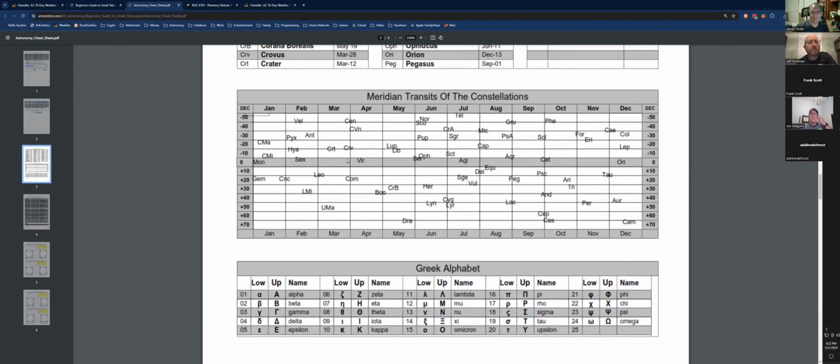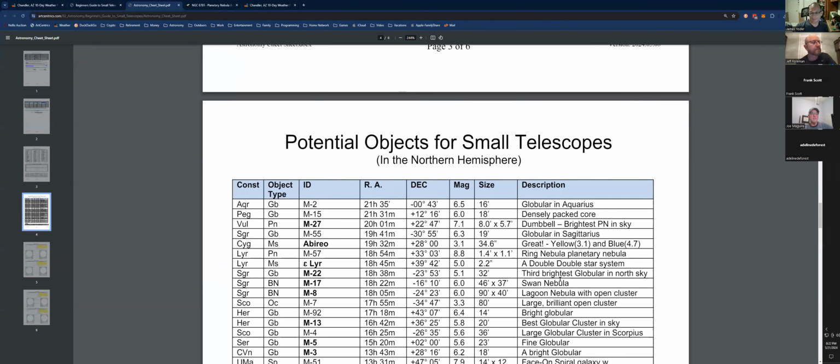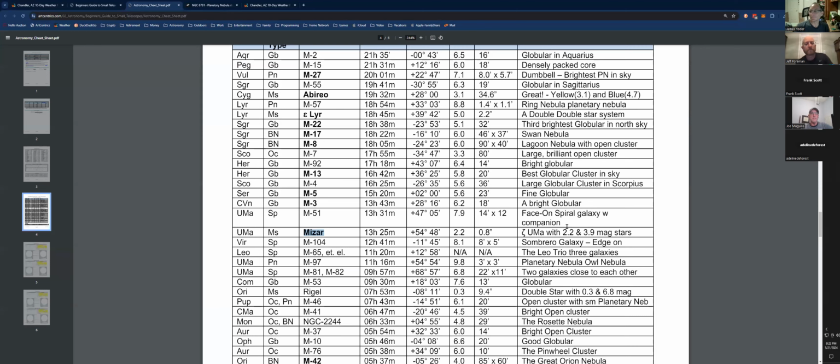And use the meridian transit to figure out which ones in this list you want to look at.